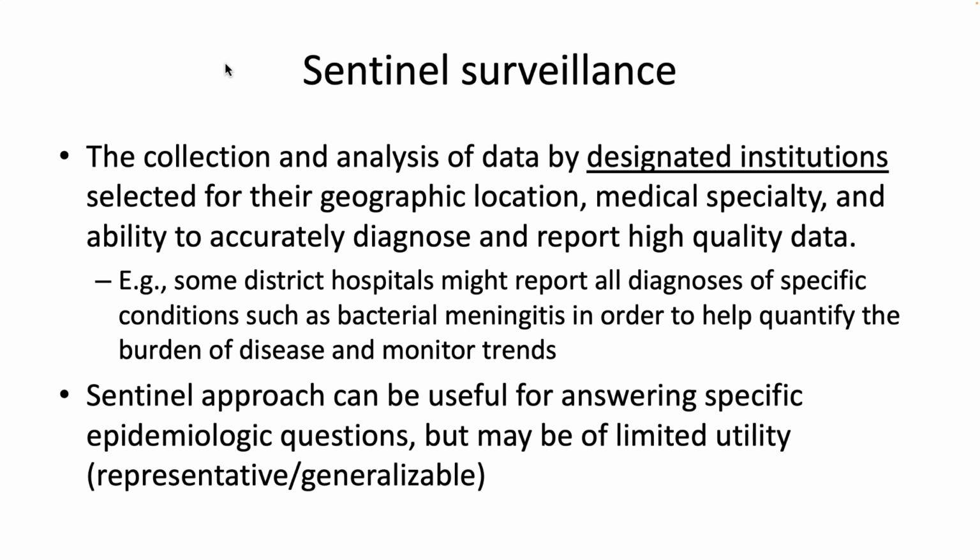Not all district hospitals in a country would need to be selected to serve as a sentinel surveillance site for it to be useful. A sample of them can work. Ideally, a sample systematically selected from a sampling frame of all district hospitals. But the goal is to get high quality information on the health condition of interest reliably over time from a group of sites. The sentinel approach is useful for addressing specific and focused epidemiological questions, but because we're not talking about all health facilities, the sentinel surveillance approach may have limited representativeness or generalizability.